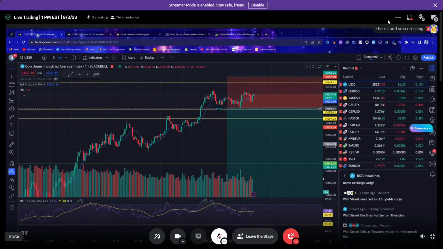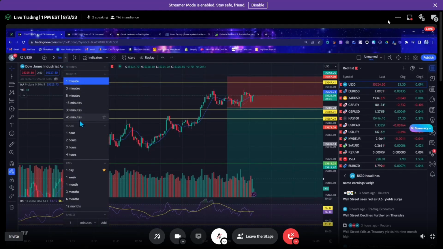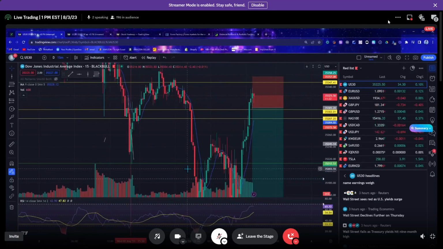This is the 1 hour support and resistance area, and the RSI on the 15. Usually when the market is exhausted or close to the 70, you're going to start looking for reversals. So that's why I knew that it was going to reverse right here. RSI is close to the 70.